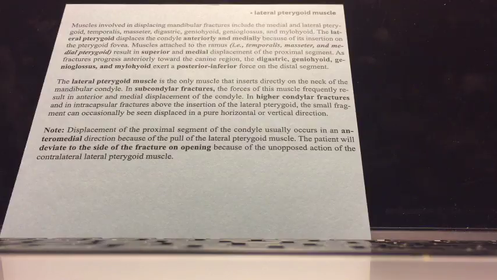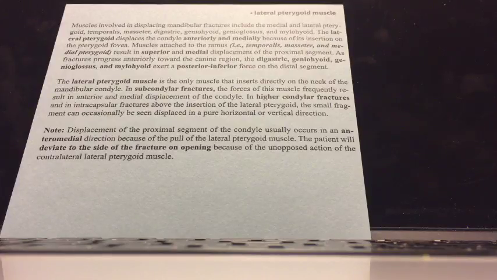The lateral pterygoid muscle is the only muscle that inserts directly on the neck of the mandibular condyle. In subcondylar fractures, the forces of this muscle frequently result in anterior and medial displacement of the condyle. In higher condylar fractures and in intracapsular fractures above the insertion of the lateral pterygoid, the small fragment can occasionally be seen displaced in a pure horizontal or vertical direction.